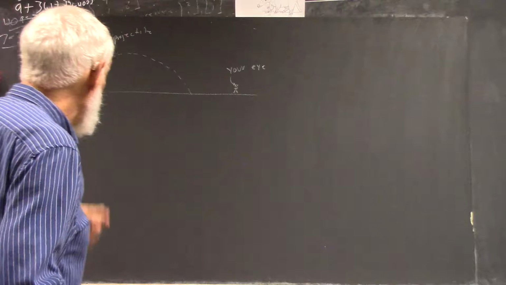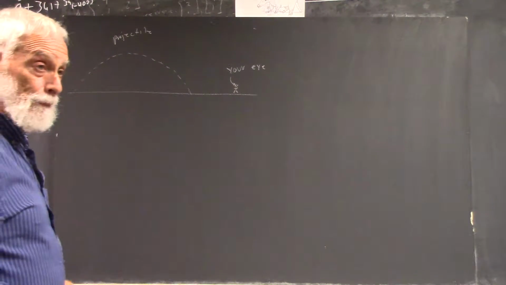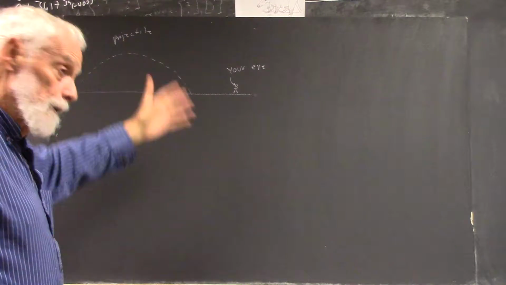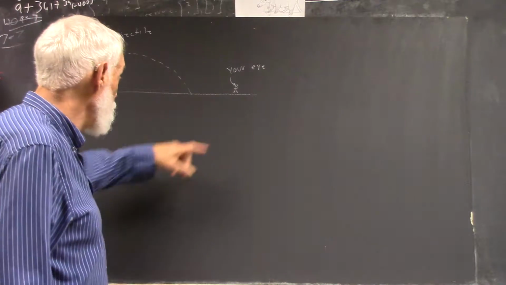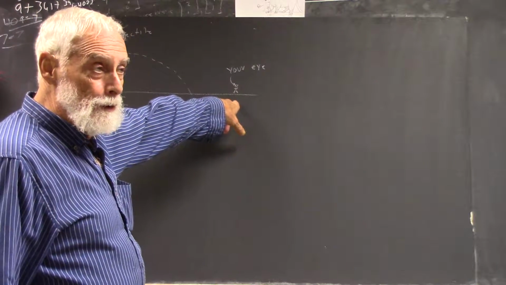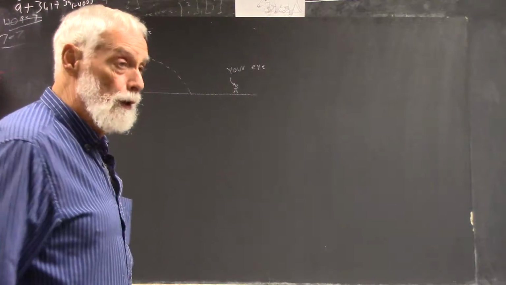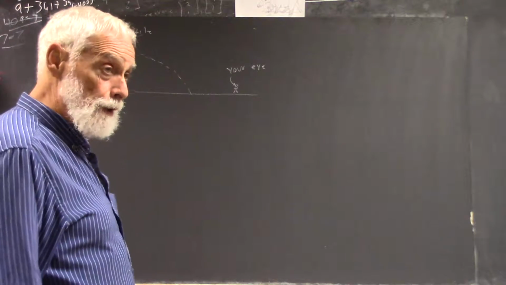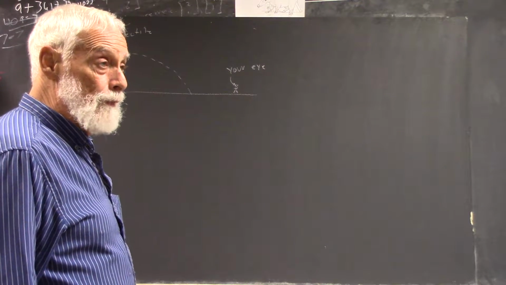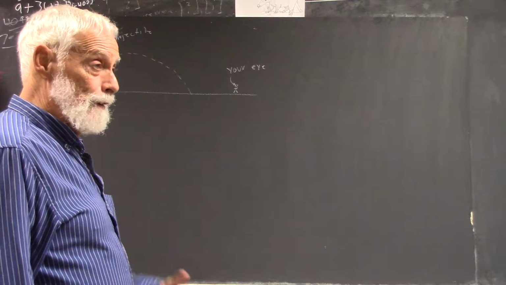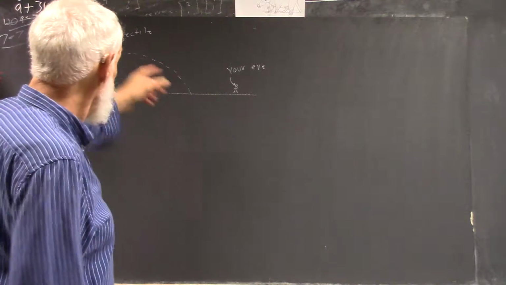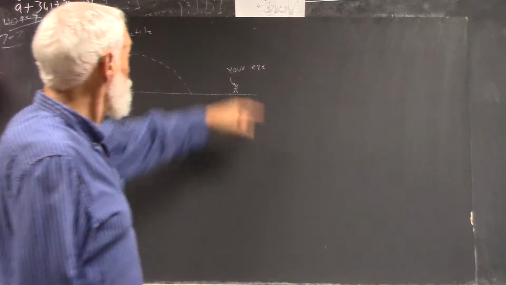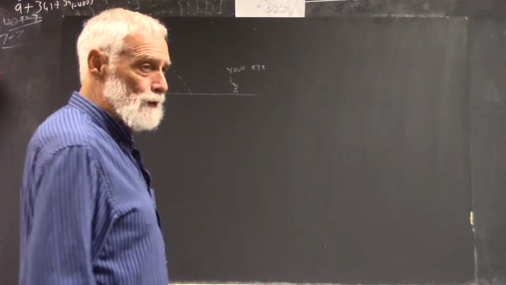So, I drew a picture, an attempt at a parabola. You can measure and see how well I did. Probably not very well. But you're here, and here's the path of the projectile. Where is the projectile when it looks like it stops? Now, you said at the peak. No. If you were at the same level as the peak, it would, but no.